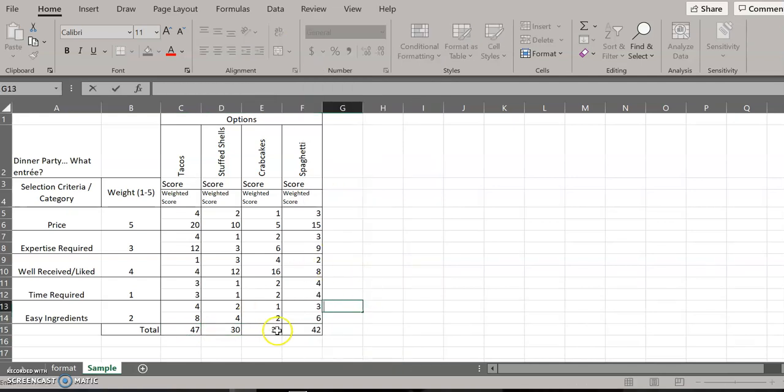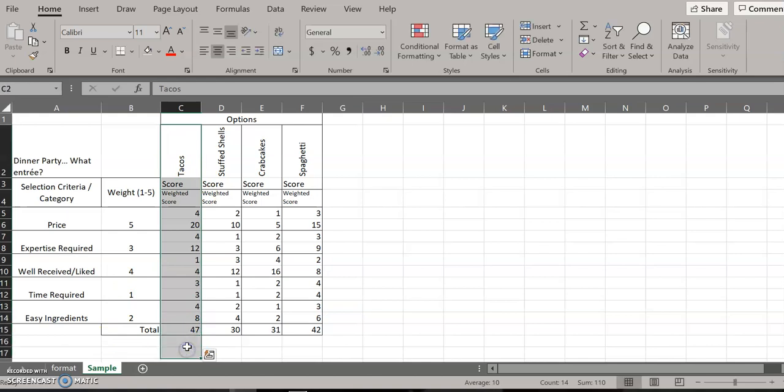Okay. And it turns out, according to the selection criteria and the weighting, it looks like tacos is my winner for today. Okay, followed close by a second place of spaghetti. Okay, so that is how we do decision matrices, and I just wanted to show you a very simple example.